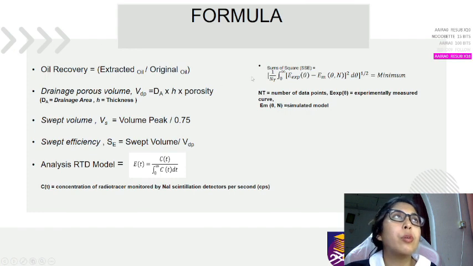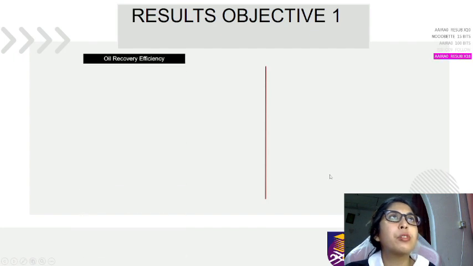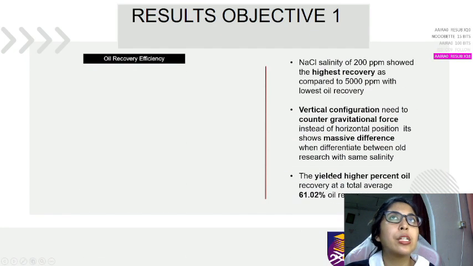So these are the formulas that we are using: oil recovery, drainage pore volume, sweep efficiency analysis, the RTD model, and the sum of squares error, SSE, which is how we calculate the sum of squares for the RTD model. For the results, objective 1 is oil recovery efficiency.